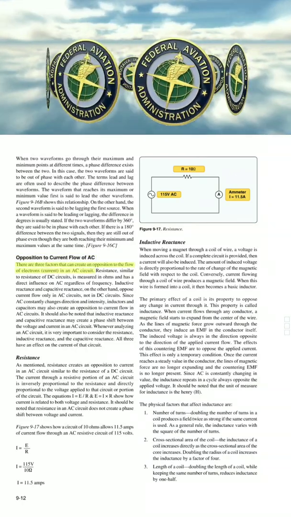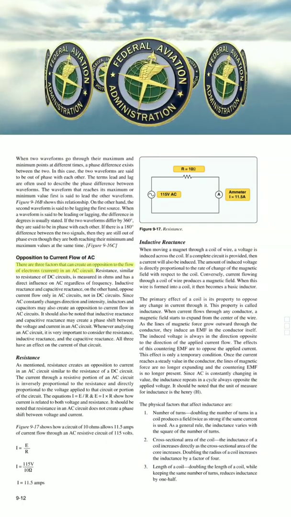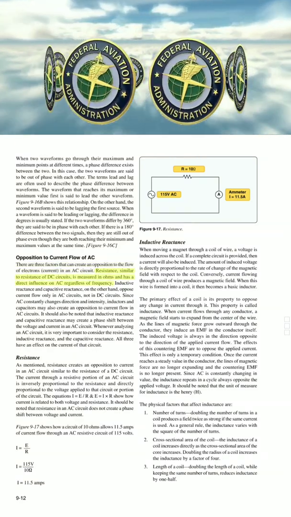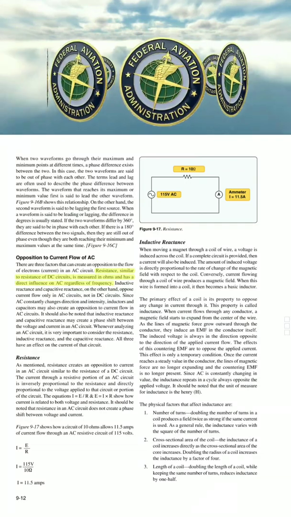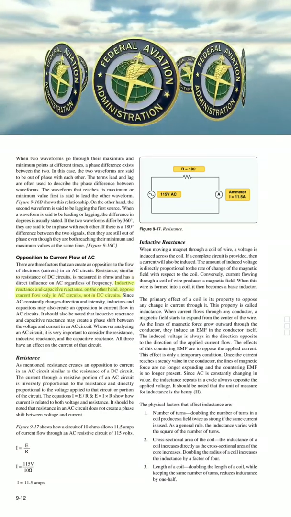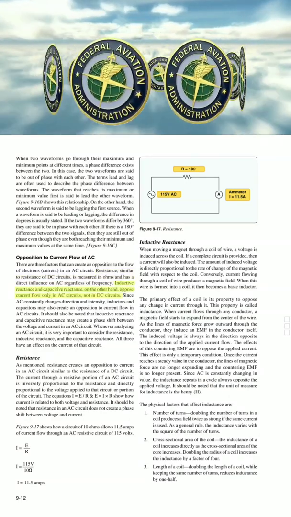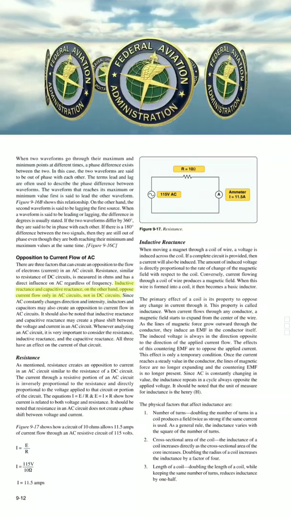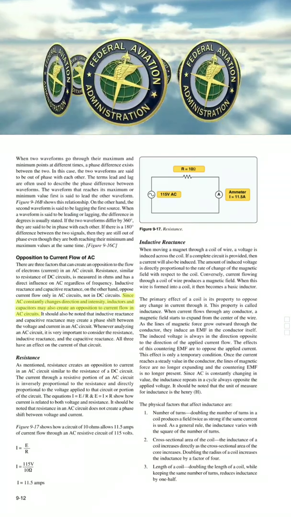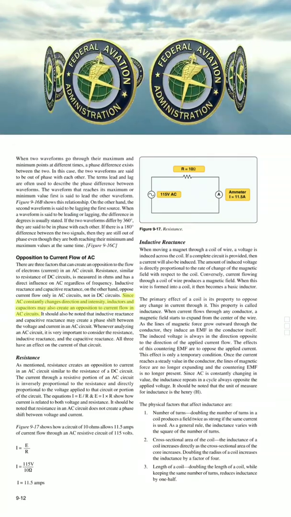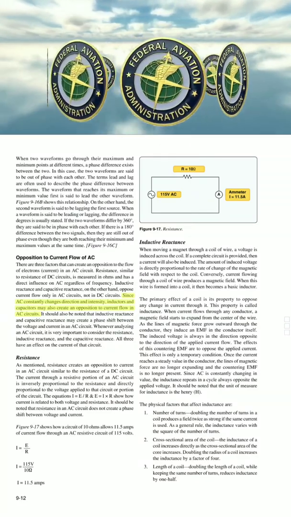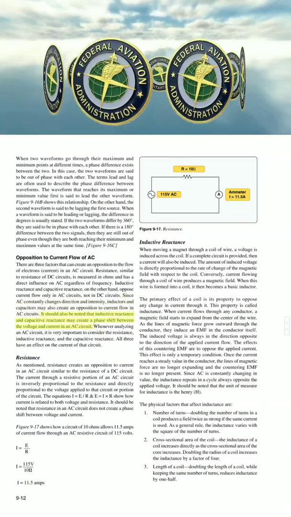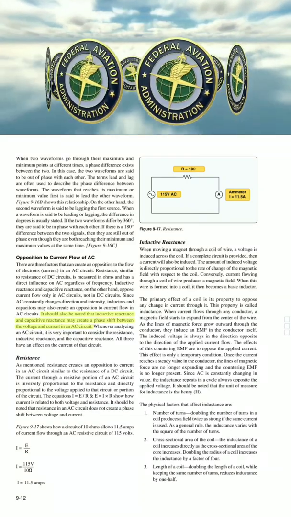There are three factors that can create an opposition to the flow of electrons, current, in an AC circuit. Resistance, similar to resistance of DC circuits, is measured in ohms, and has a direct influence on AC regardless of frequency. Inductive reactance and capacitive reactance, on the other hand, oppose current flow only in AC circuits, not in DC circuits. Since AC constantly changes direction and intensity, inductors and capacitors may also create an opposition to current flow in AC circuits. It should also be noted that inductive reactance and capacitive reactance may create a phase shift between the voltage and current in an AC circuit.